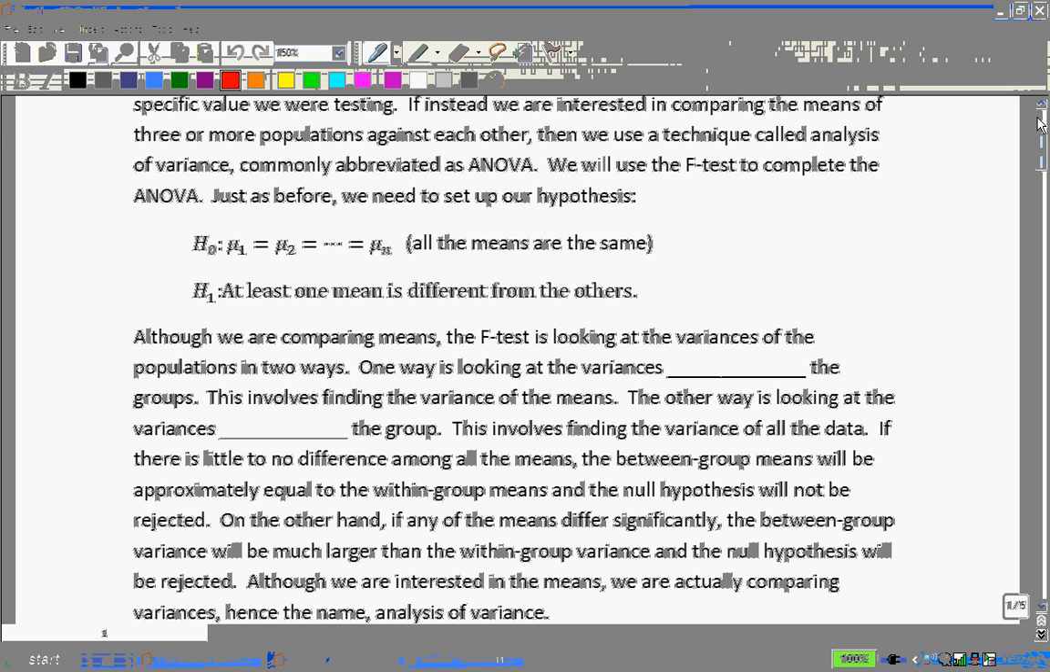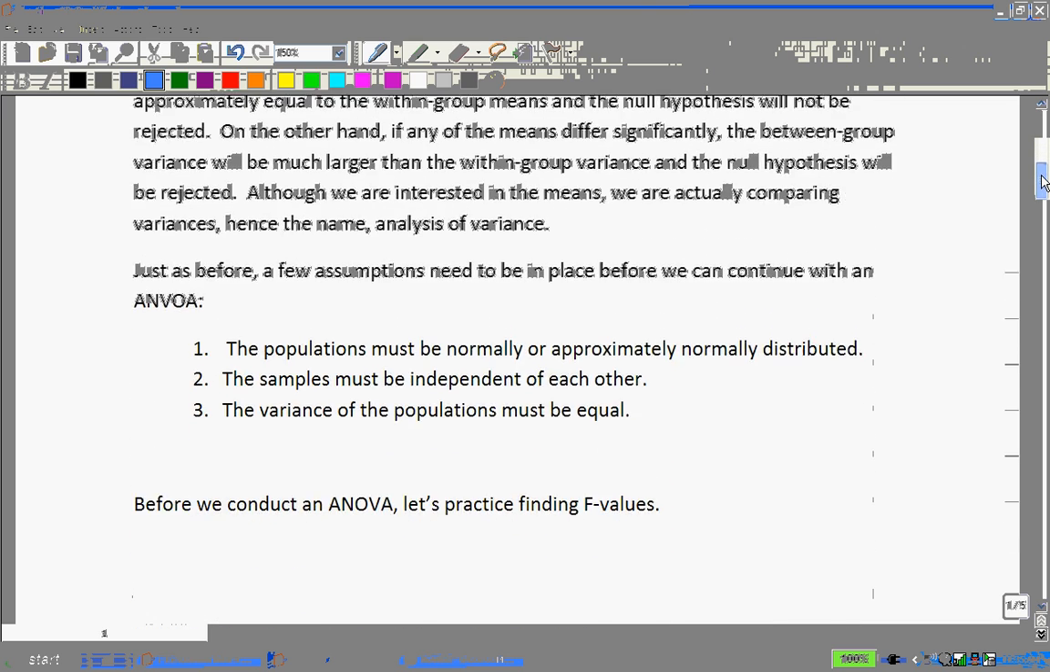But on the other hand, if any of the means differ significantly, the between group variance will be a lot larger than the within group variance, and that's when we would reject the null hypothesis. So even though we're interested in the means, and our hypothesis is set up with mean 1 is equal to mean 2, we're actually comparing variances, and that's where the name comes from for this test, analysis of variance.